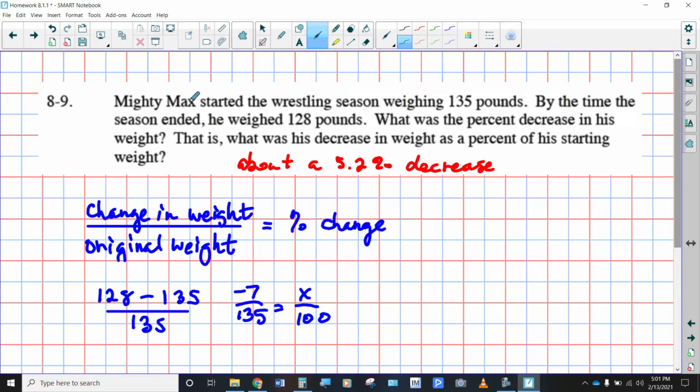All right, Mighty Max started the wrestling season weighing 135 pounds. By the time the season ended, he weighed 128. What was the percent decrease in his weight?